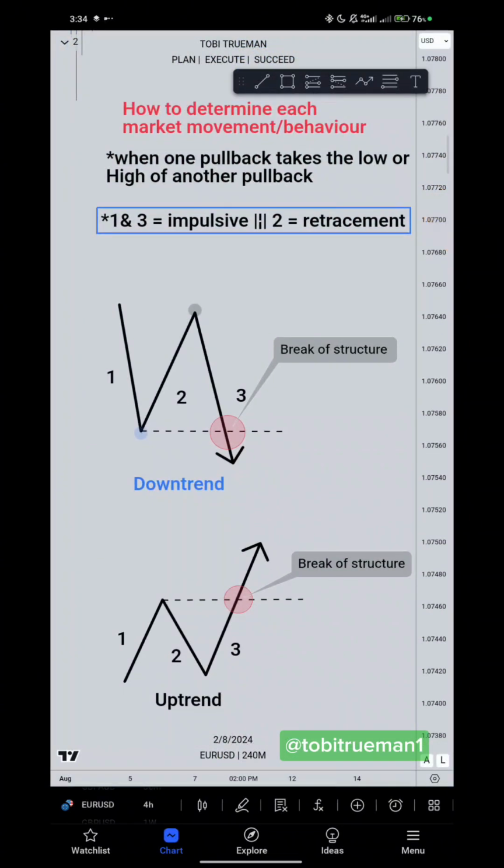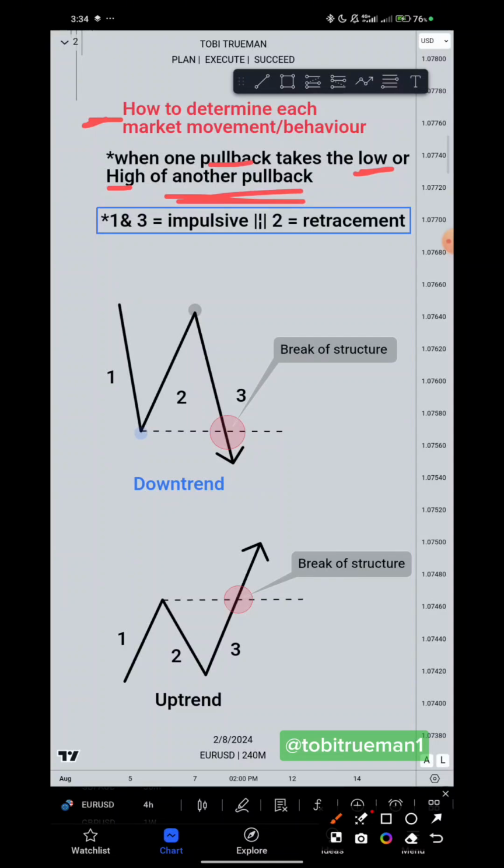Now let's talk about how to identify each market movement or behavior. You can see that I'm trying to be fast with all this information. Why? Because everything is on the PDF. I'm just trying to make a summary of the most important things to save us time and refresh our memory. The first thing that will help us identify market movement or behavior is when one pullback takes the low or high of another pullback. That is how we will know whether the market is in a downtrend or an uptrend.